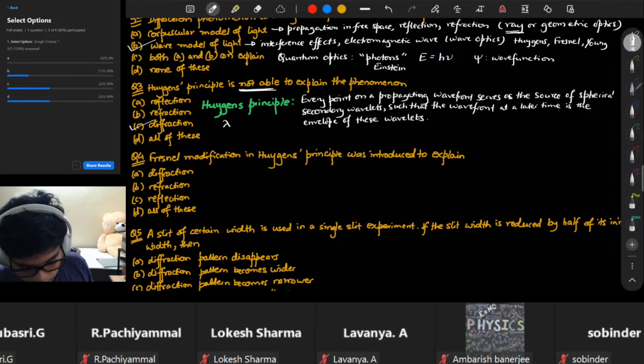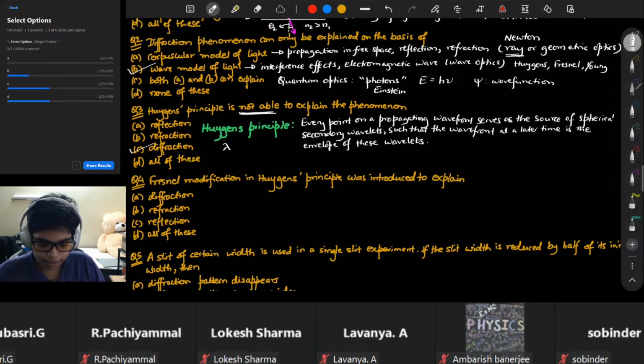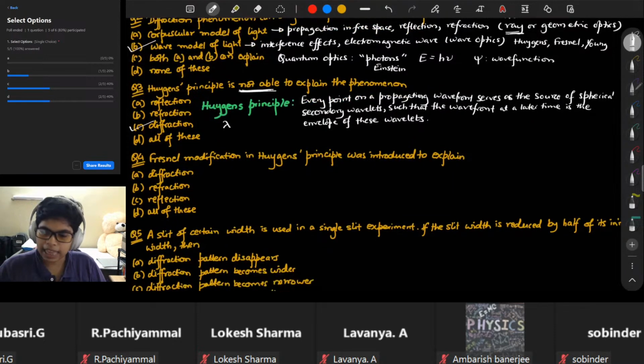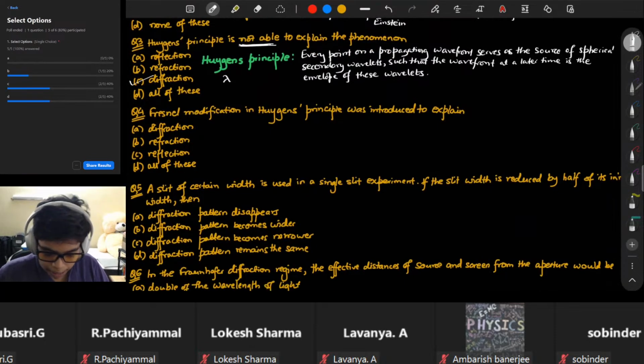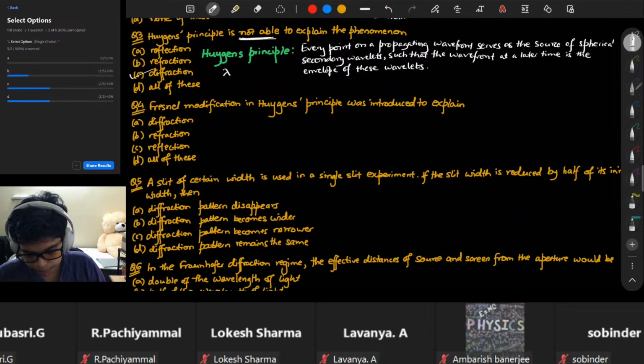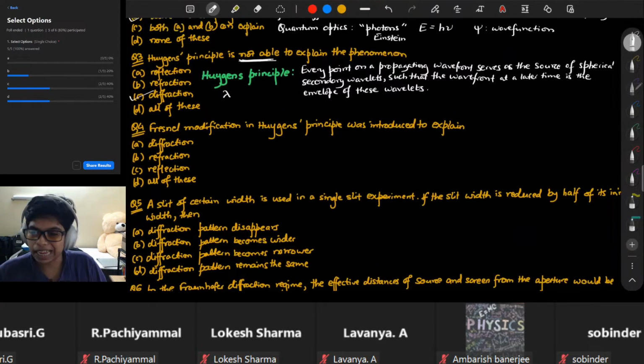So this principle was then modified by other scientists. The crux remained the same, but people modified this Huygens principle, and that is the basis of our next question, which says that Fresnel modification in Huygens principle was introduced to explain which effect. I think now all of you, with all that historical background, will be able to get this question right. Let me relaunch the poll.